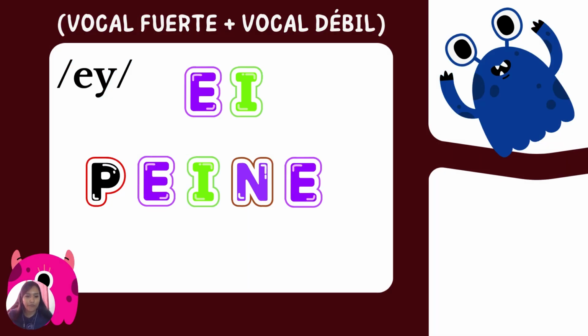Siguiente, tenemos E más I, and the sound is gonna be ei, ei. And the diphthong, we have it at the beginning of the word, right? So I can separate until the diphthong, and then we have the rest two letters, N and E. So we are gonna say peine, peine, peine.